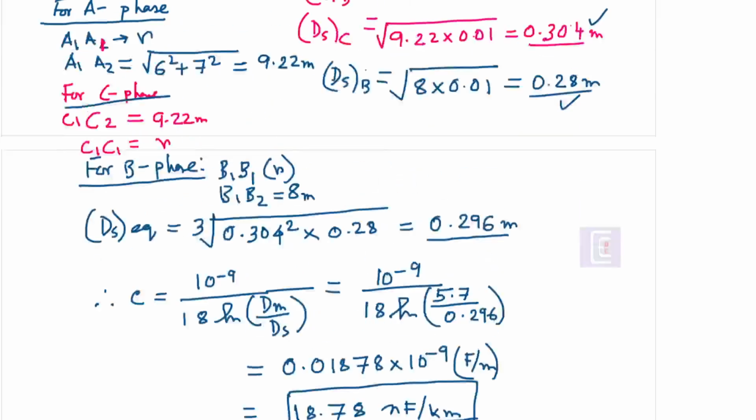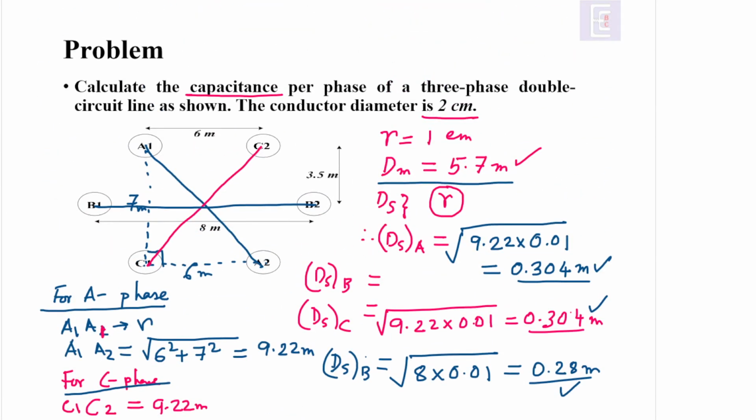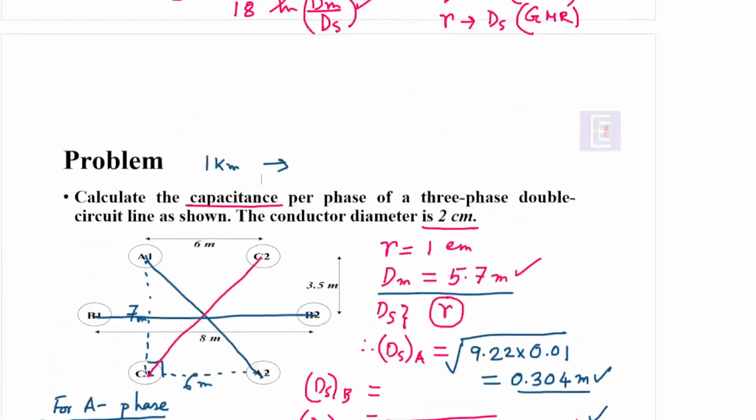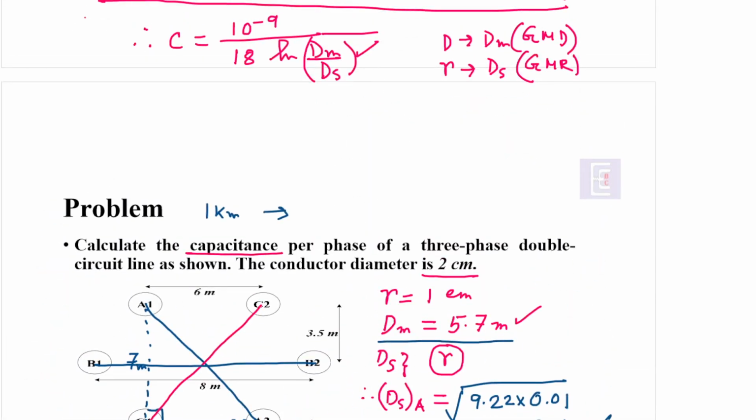So for this transmission tower, if you run this transmission line for 1 kilometer, it will offer a capacitance of 18.78 nanofarad.